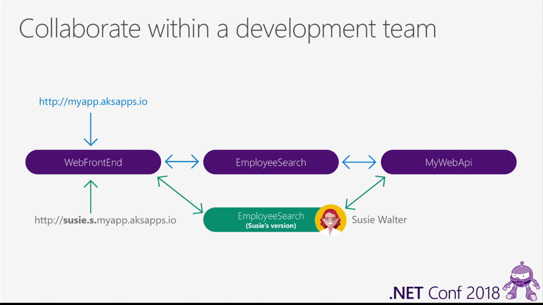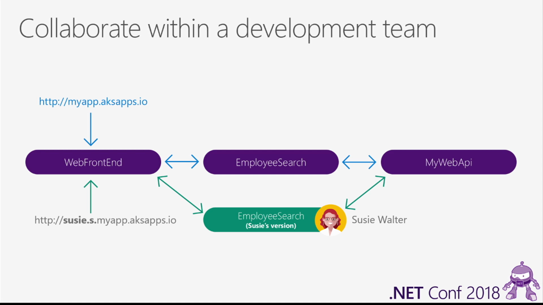And then similarly, if employee search calls out to My Web API, then DevSpaces looks to see if there's a version of My Web API running in Susie's space. In this case, there's not. So again, it redirects back to the version that's running in the team space. So really important here, it's not that Susie has every copy of every service running in her space in this shared cluster. She only has the services that she's working on that are directly impacting her work. So she sees updates right away to all the other services.